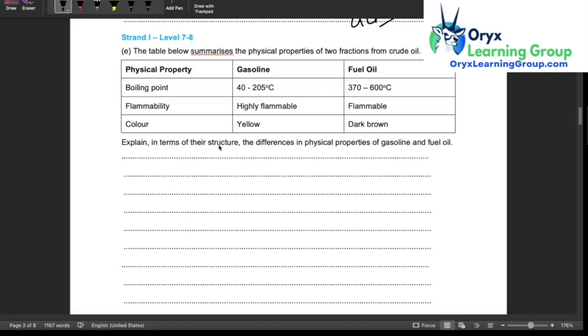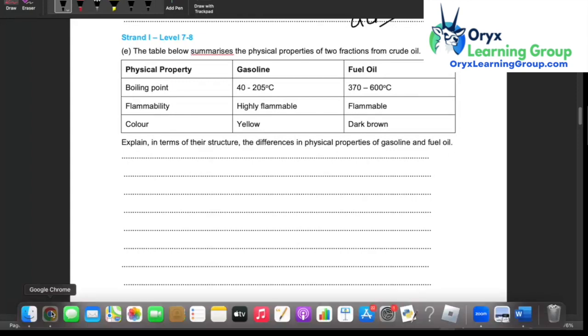Any idea? What is gasoline made up of? What is fuel oil made up of? Okay, you can quickly do a Google search and tell me how many carbon chain atoms are there in gasoline and fuel oil. Okay, let me do it quickly.